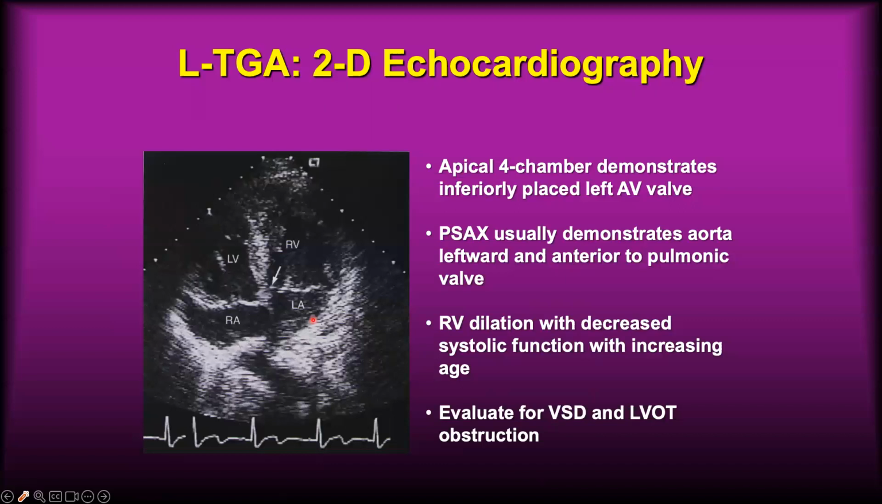What's that? Well, I can't really see it too well, but if you move your transducer around, you'll be able to pick it up. So they're switched. That's going to be your clue. Okay, inferiorly placed left AV valve. Well, it should be superior. So there's just a switch. This one is supposed to be lower than that.